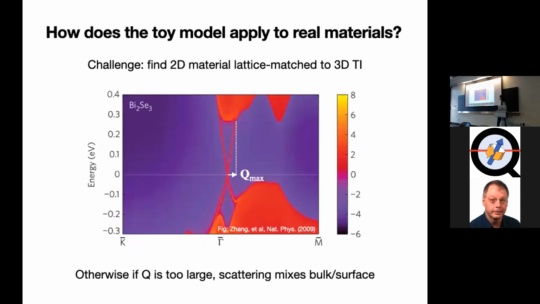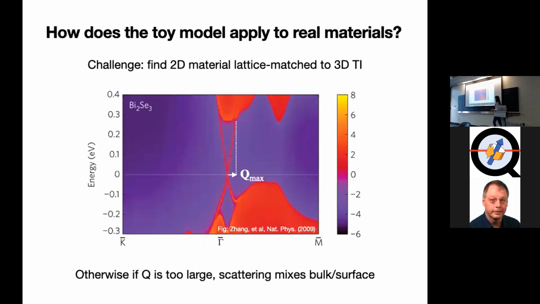And then the last thing that I want to say is, our toy model that I just showed you is a square lattice of the BHZ model. How does this apply to actual materials? We wanted to apply this to bismuth selenide. So we took bismuth selenide, and what we were thinking was, what if we put hexagonal boron nitride on top? Because these things are actually pretty closely lattice matched.